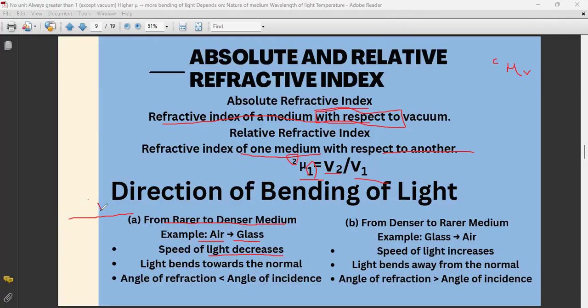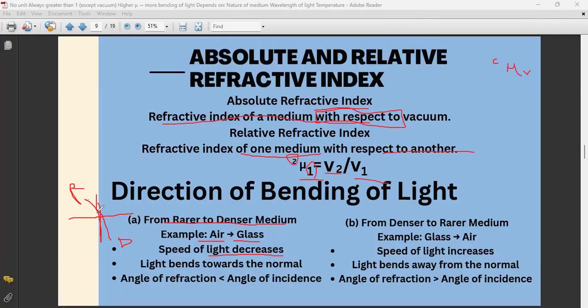So here, when it is traveling from the rarer medium to another medium, which is denser medium, what will happen? The speed of light will decrease and light will bend toward the normal. Light will bend toward the normal and not move away from the normal.